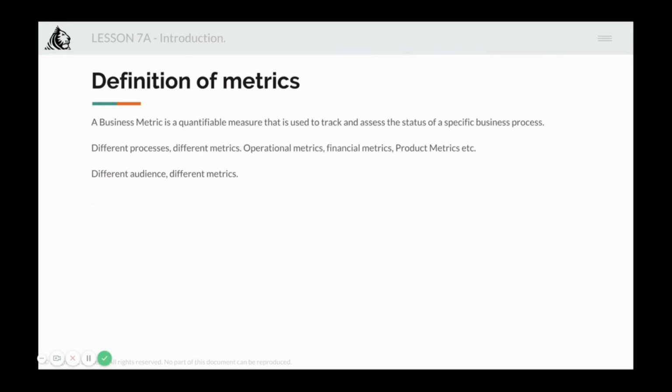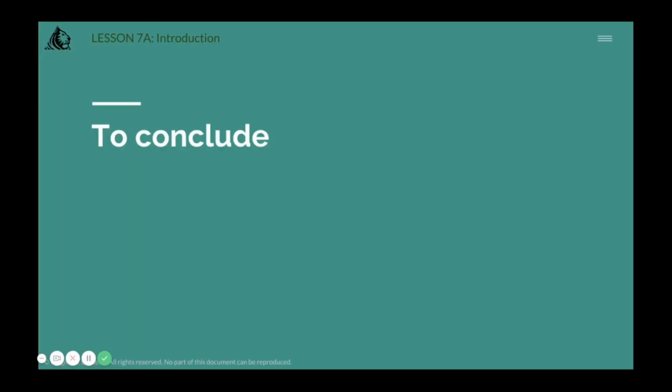In this topic, I'll take you through the metrics that matter, how to determine which metrics matter, and a couple of good frameworks to consider. So that's it. Let's dive deeper into the world of metrics.